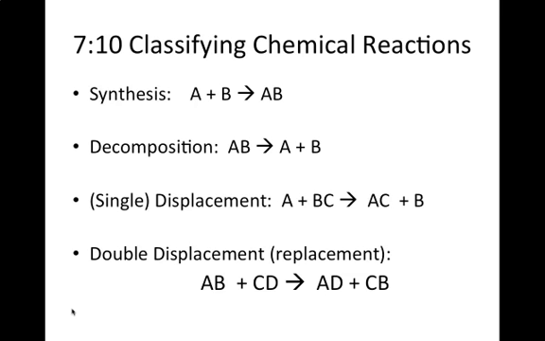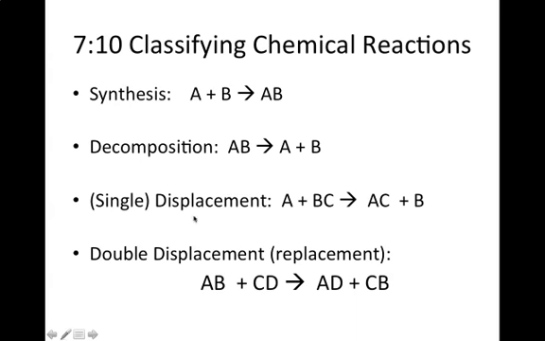Classifying chemical reactions. We're going to classify chemical reactions into 4 different types. The first type of chemical reaction we'll look at is the synthesis reaction, where we have 2 reactants, A and B, for example, going together to form one product. The second type is decomposition, where we have one reactant that breaks apart into 2 or more products.